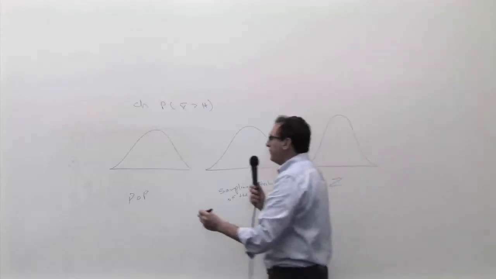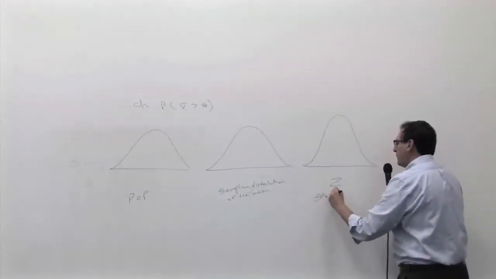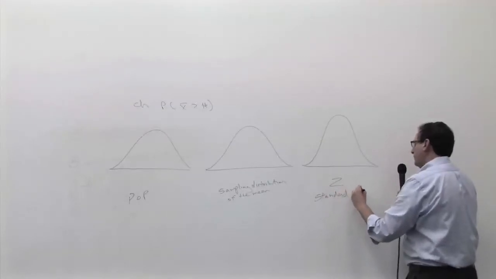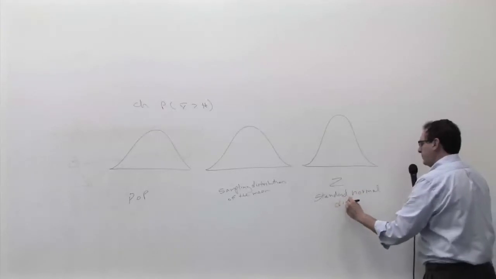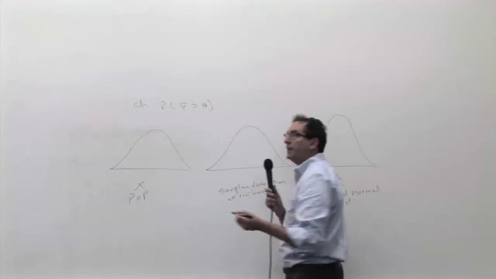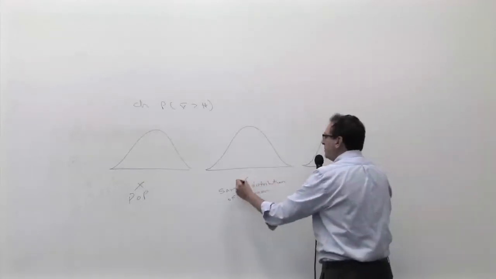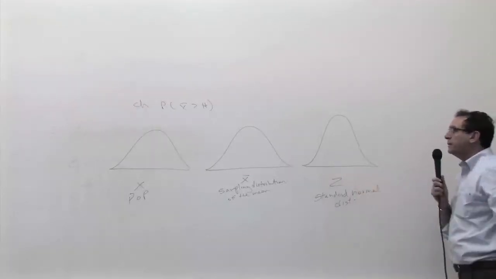The last one we call the standard normal distribution, just putting down terminology, and each of them has its own symbol. The first picture we call X, representing individuals. The second picture we symbolize by X bar, representing the means of the samples. And the third picture we symbolize by Z.